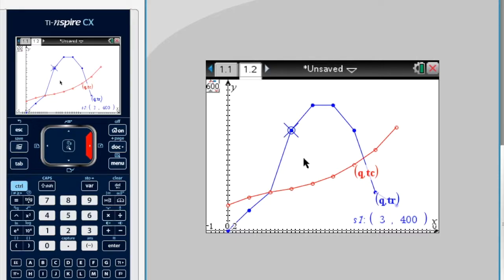Now, you might also be interested in when the difference between TR and TC is maximized. That you can just see by looking at it. I'd say that is probably at this point here, when Q equals 4, that's probably when there's the biggest difference between the blue curve and the red curve. So it's the biggest difference between the revenue and the cost. So that's just by looking at the graph.